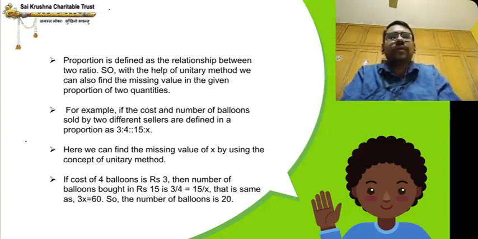If the cost of 4 balloons is rupees 3, then the number of balloons bought for rupees 15 is: 3 by 4 is equal to 15 by x, where x is the number of balloons. That is the same as 3x equal to 60. Why did I get 3x equal to 60? I have done cross multiplication, that is numerator 1 into denominator 2 equal to denominator 1 into numerator 2. Therefore, 3x is equal to 60, x is equal to 60 divided by 3. We get 20. The number of balloons is 20 for rupees 15.